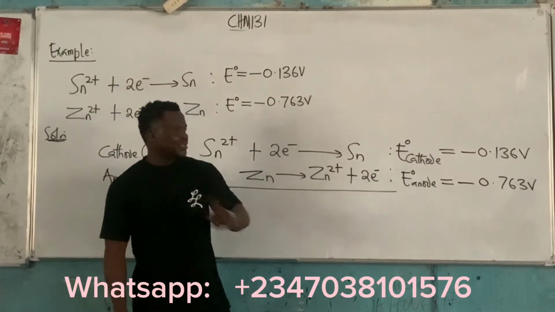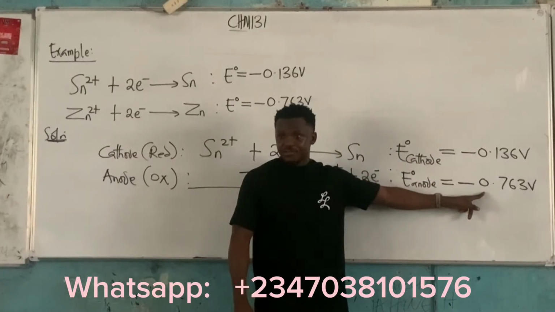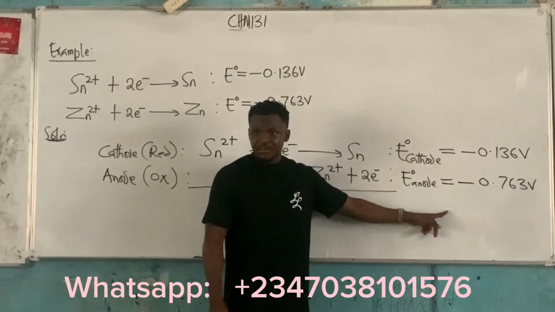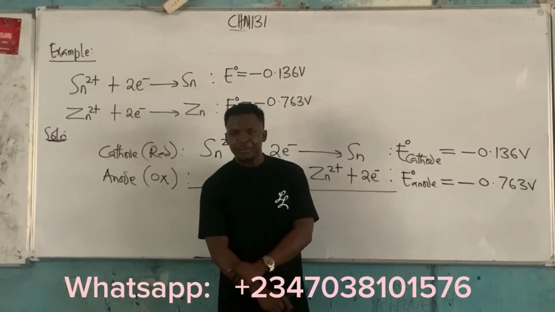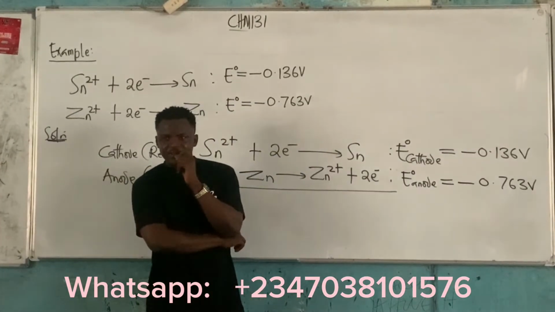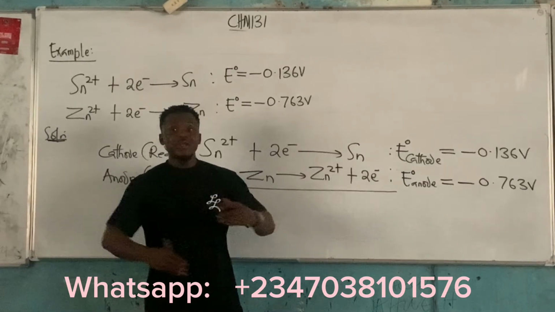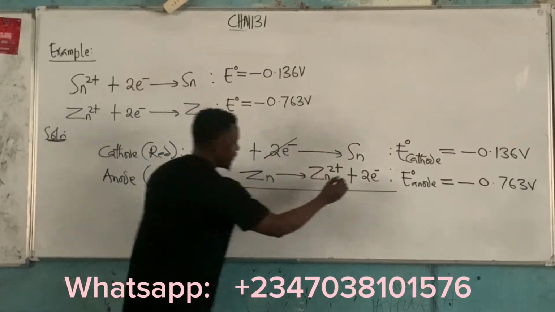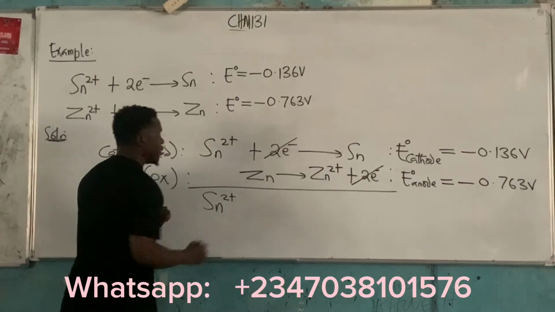But when you do that, it has no business with this. This value is not going to change. If you multiply this by 1 million, it has no business with this, because cell potential is an intensive property. Do you know what an intensive property is? What's the meaning? They don't depend on the amount. Take note of that. So you cancel this, so this becomes Sn 2 plus.